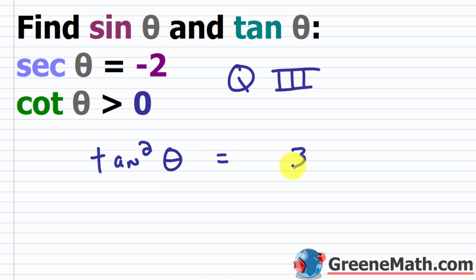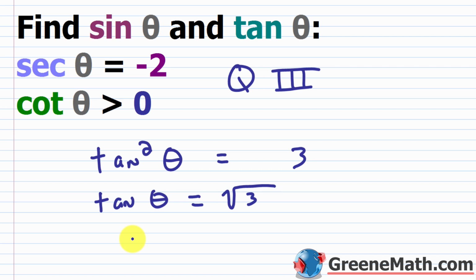If I want to find out what tangent of theta is, I'm going to take the square root of each side. Remember, we already said this guy is going to be positive, so I don't need the plus or minus. I just want the principal square root here. So it's just the principal square root of 3. Okay, so that's my tangent of theta.